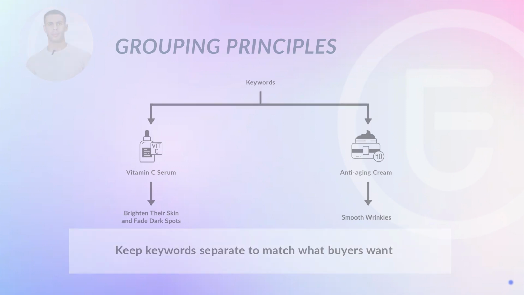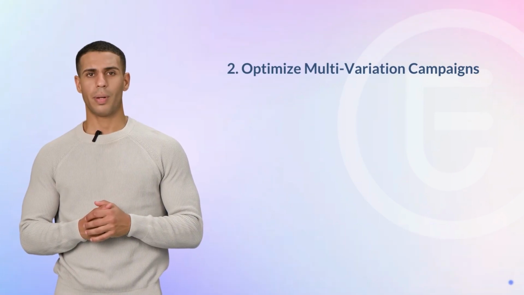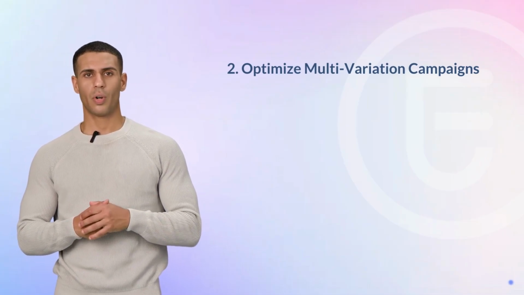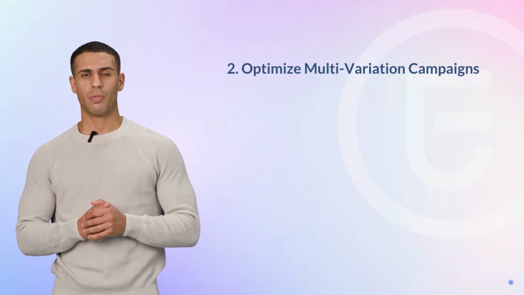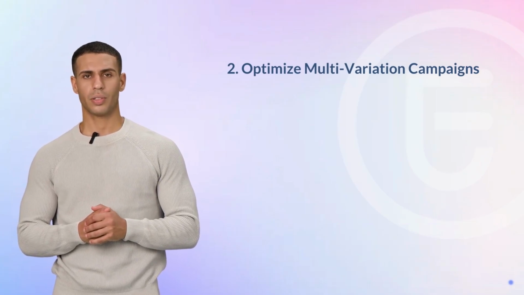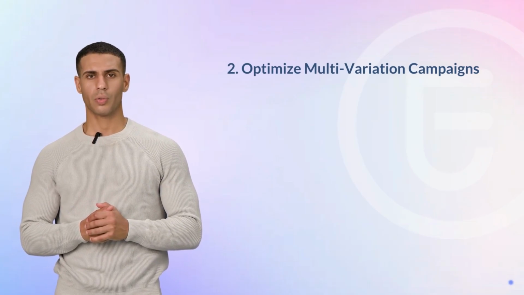Now that you know how to group your campaigns, let's talk about setting up ad groups for multi-variation products. These groups have different versions, sizes, and colors under one product page. Here are some setups you can choose.